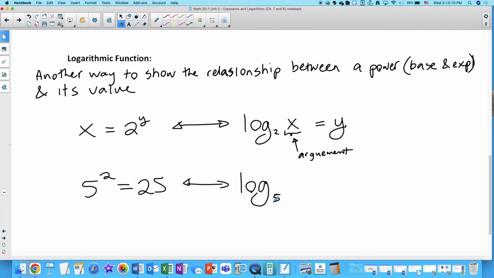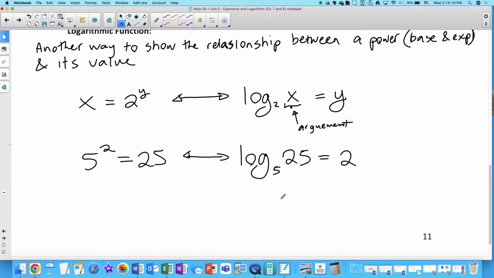Log base 5 of 25 is equal to 2. And essentially, when you see this, what you are asking is 5 raised to what exponent equals 25? That's what you're asking.